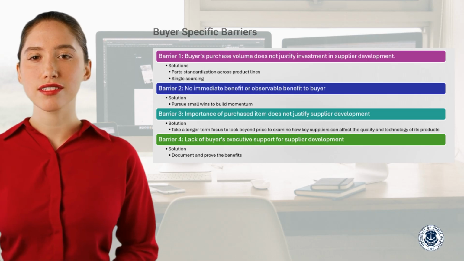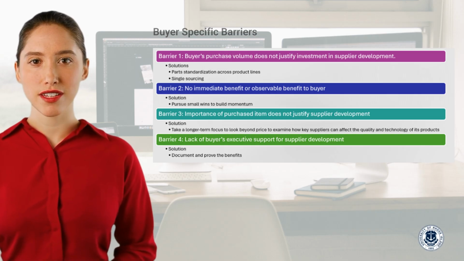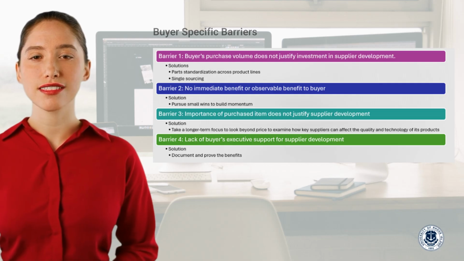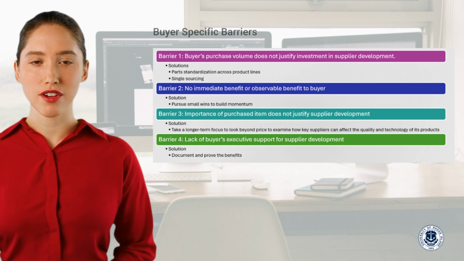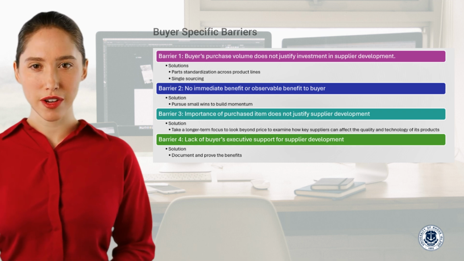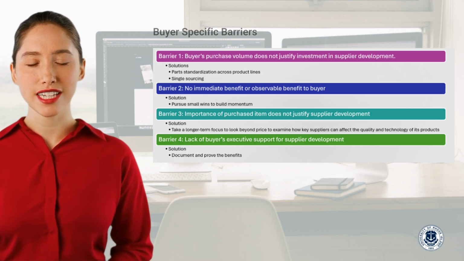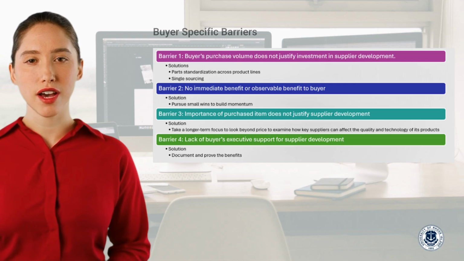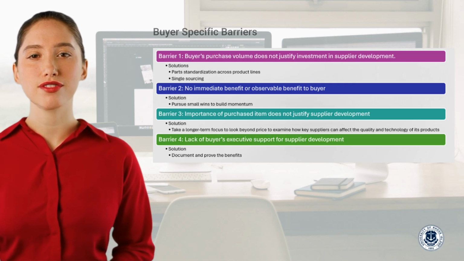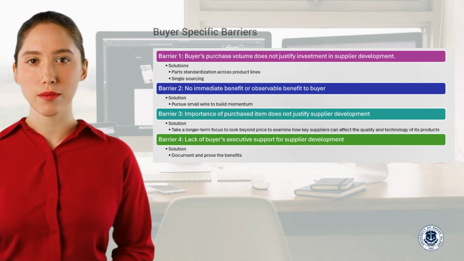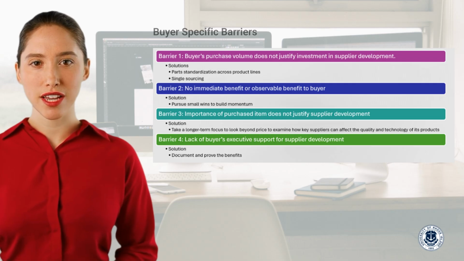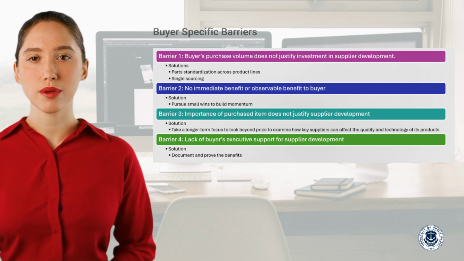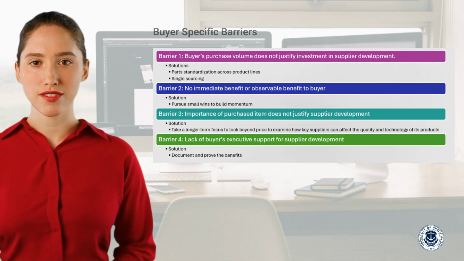Supplier development does not fail only because of suppliers. Sometimes the biggest obstacles exist inside the buying organization itself. These are buyer-specific barriers. The first barrier is insufficient purchase volume. If a buyer does not purchase enough from a supplier, the supplier has little reason to invest in improvement. Buyers can address this by standardizing parts across product lines or using single sourcing. By concentrating volume with fewer suppliers, the relationship becomes economically important enough to justify development.